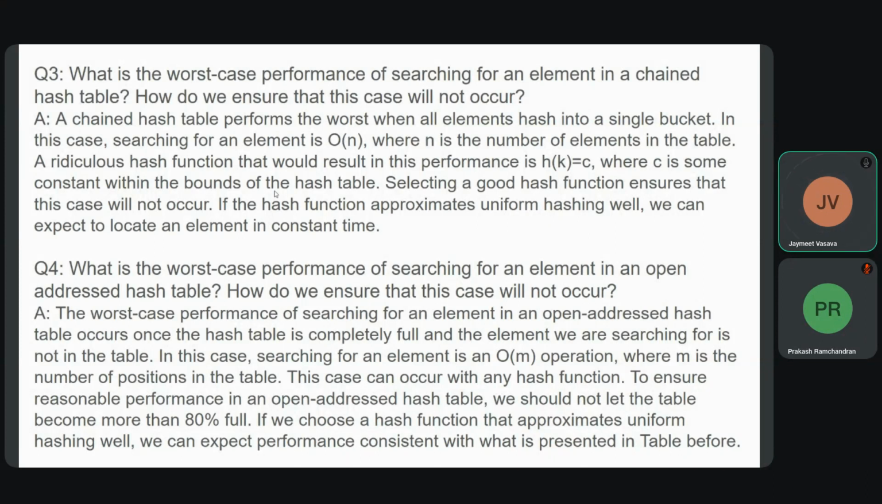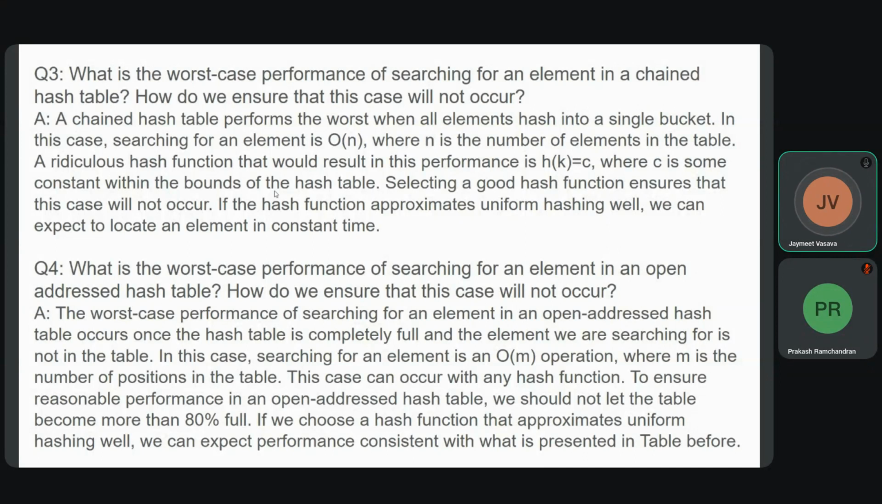So, question 4: what is the worst case performance for searching for an element in an open address hash table, and how do we ensure that this case will not occur? The worst case of searching for an element in an open address hash table occurs once the hash table is completely full and the element we are searching for is not in the table. So this case can occur with any hash function.